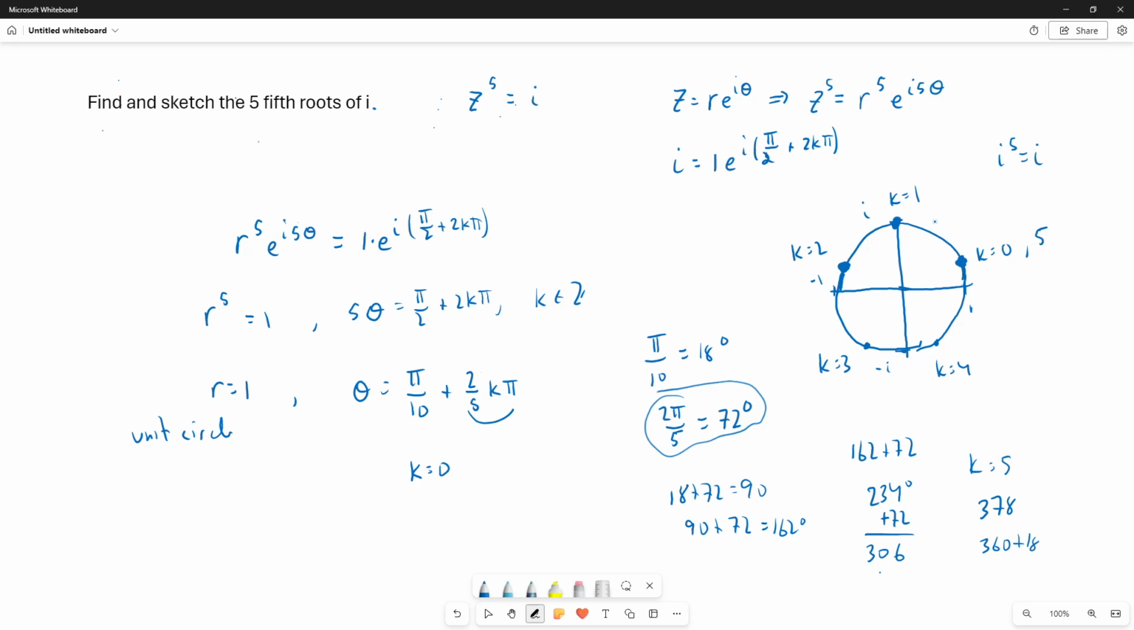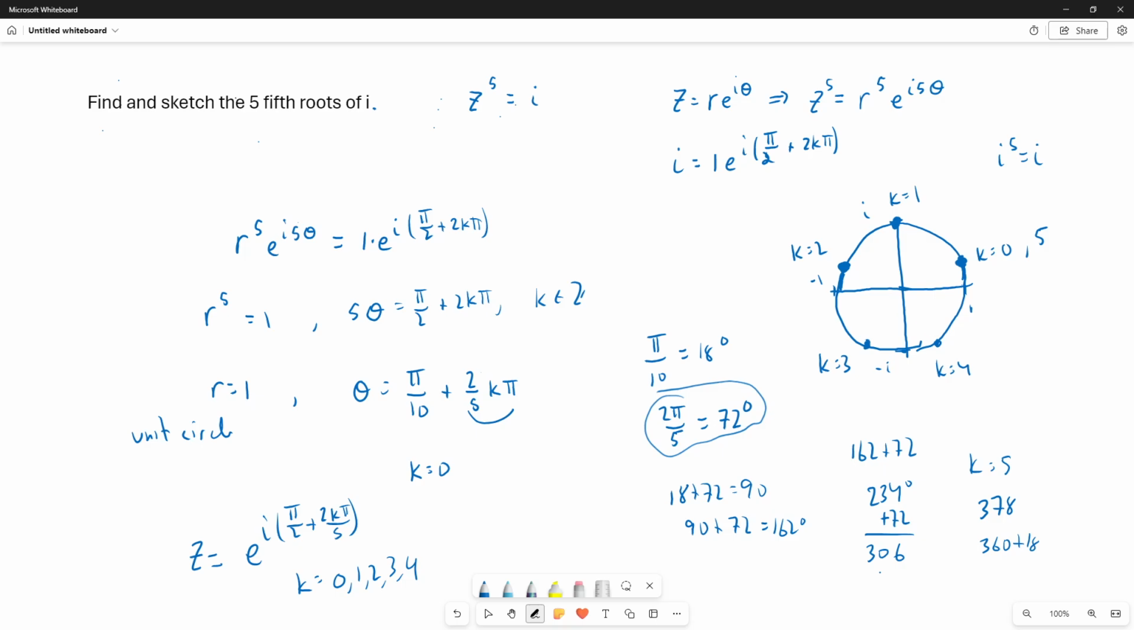So we're only getting 5 distinct roots. So z to the 5th equals i. There are 5 distinct solutions. The solutions can be written as 1 times e to the i pi over 10 plus 2k pi over 5, where k goes from 0 up to 4, 5 distinct solutions.